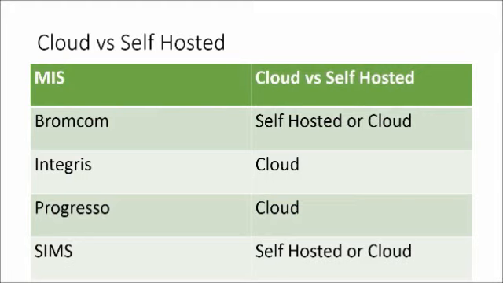Bromcom give the option of hosting the system yourself or basing it on their servers. Integris and Progresso are solely cloud-based. The default for SIMS is self-hosting, which, unlike Bromcom, requires software to be installed on every machine that requires access. They do though offer a cloud service where they host for you, but that carries a significant additional cost of around £4,500 for an average secondary school.